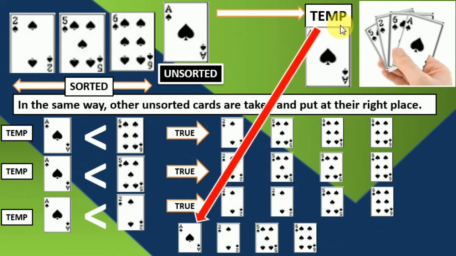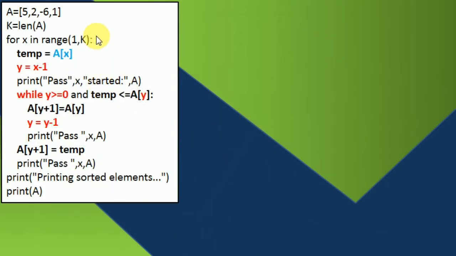This 1 is going to be placed at first position. So these are sorted. All the numbers are now sorted. Now we understand this concept with the help of a program.